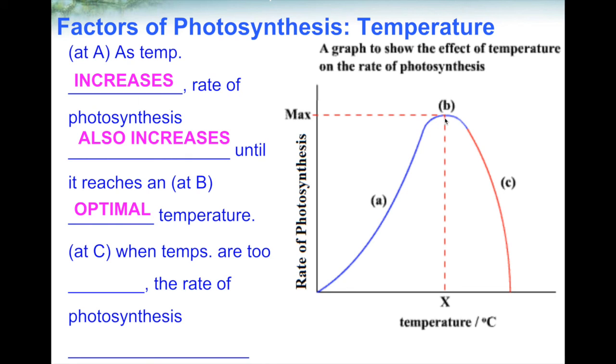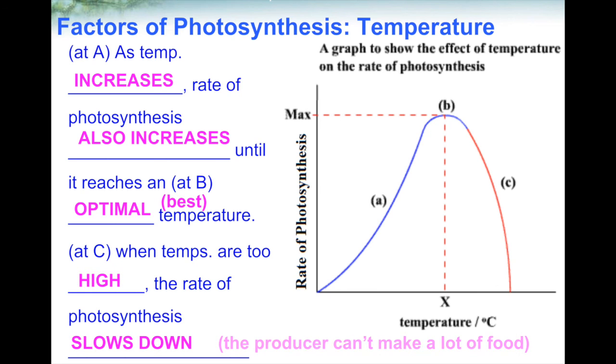But if you see after that optimal temperature, the graph is going down. That means the hotter the temperature is, the rate of photosynthesis decreases. It's not making as much food. So if the temperatures are too high, the rate of photosynthesis slows down, or to a point where it doesn't make any food at all because it's too hot. So those are the things that can affect how fast a producer can make its food using photosynthesis.